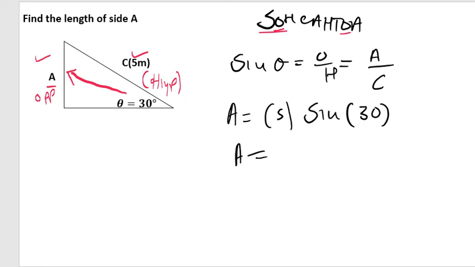When you punch this on your calculator, you will get 2.5 meters. If they specified in your question that they want your answer in 3 decimals, you just write 3 decimals there. I just wrote 1 decimal. Okay, so there is your answer.